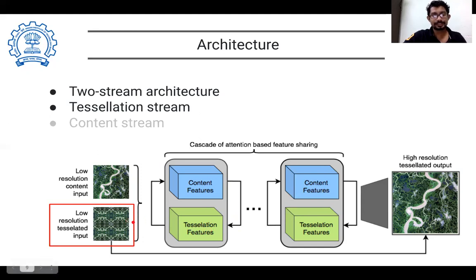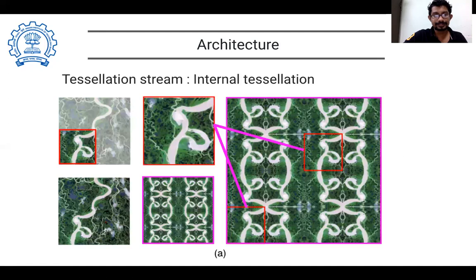This is the tessellation stream. So in the tessellation stream, we input the tessellation feature images. The tessellation, what we can term as a repetitive pattern that can be generated, and this repetitive pattern needs to satisfy some properties. The basic property would be that when we tessellate this image, the resulting image should also be an image. So hence the image continuity property comes up.